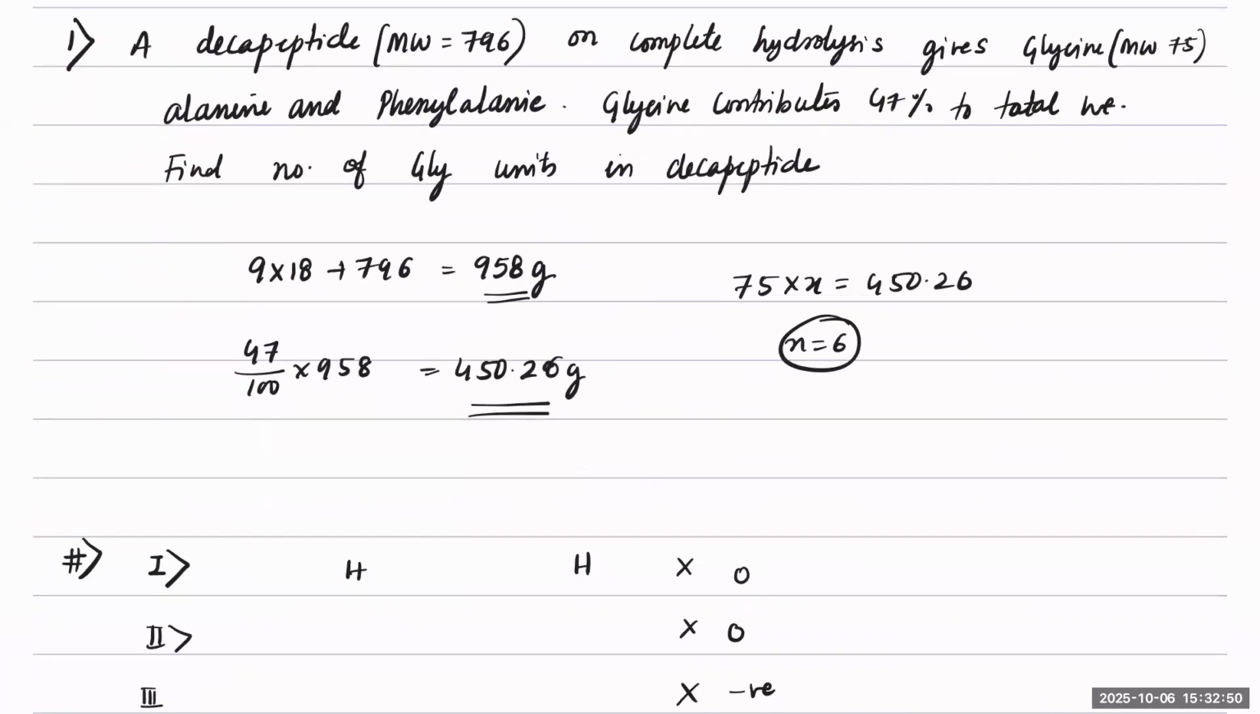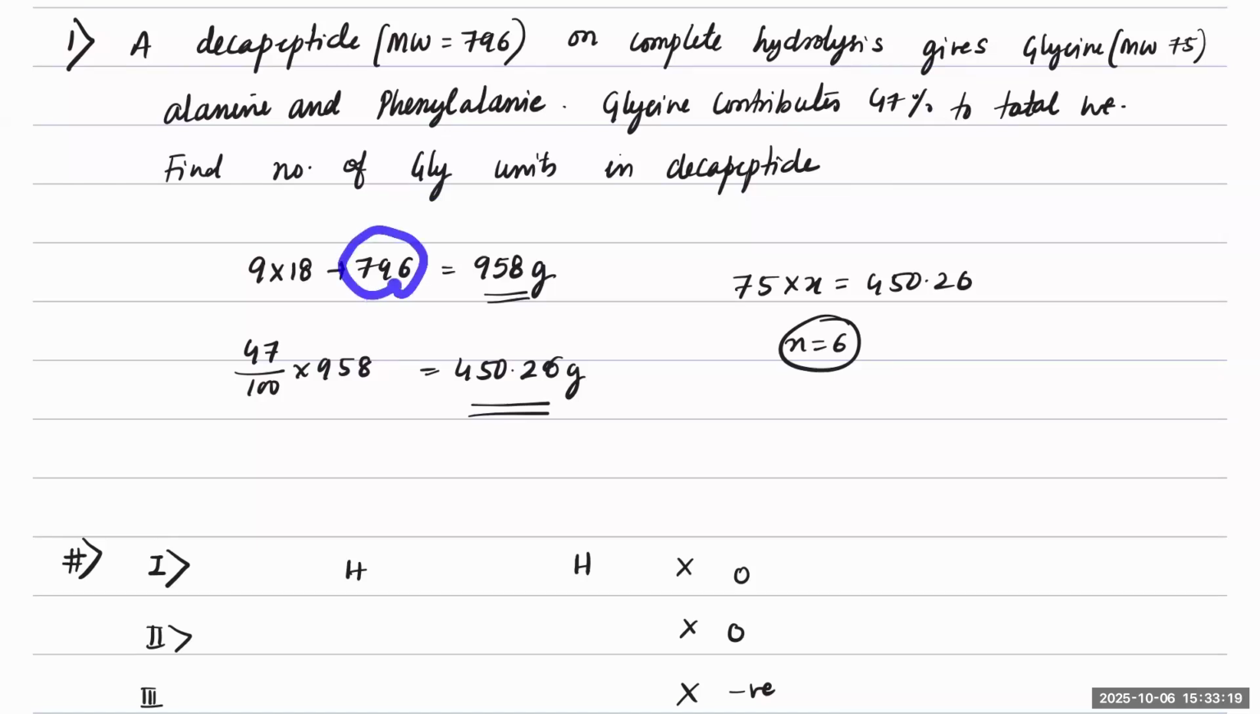Correct. This was something which was asked in a previous year question: if you have a decapeptide, and on complete hydrolysis, glycine, alanine and phenylalanine are separated out. Now glycine alone contributes 47% to the total mass. Then I need to find out how many glycine units were present in the decapeptide.